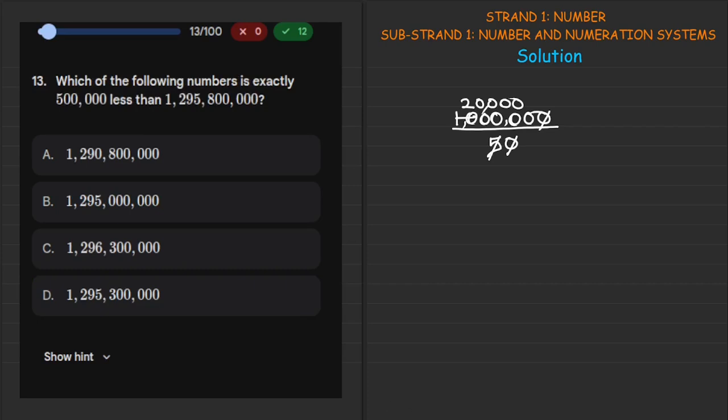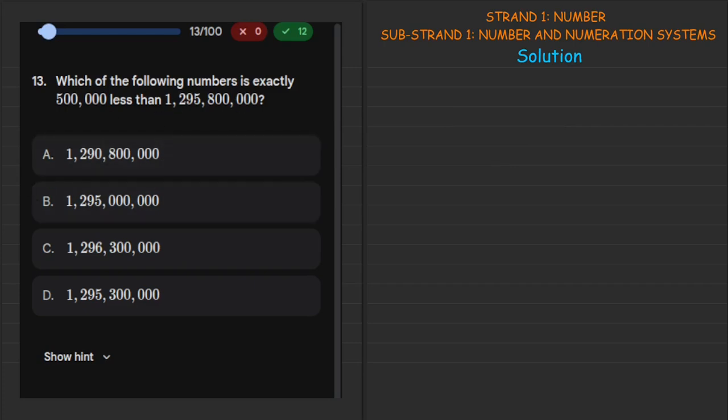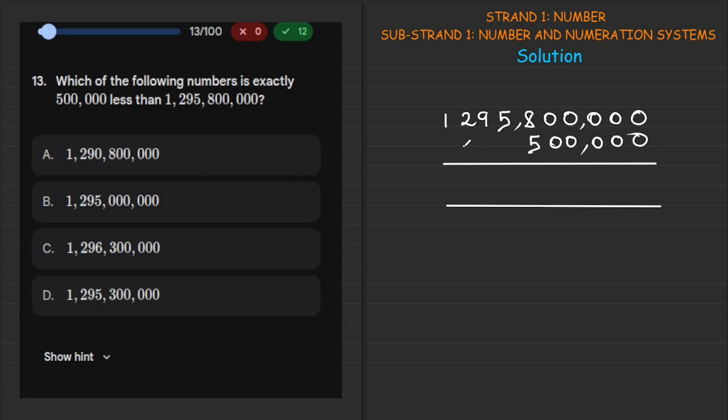Our next question here says, which of the following numbers is exactly 500,000 less than 1,295,800,000? This here is a subtraction question, which simply means you should subtract 500,000 from what you have over here. So let's do our subtraction here. So using our vertical method of subtraction, 0 minus 0 gives us a 0, 0 minus 0 gives us a 0, all these gives us 0.